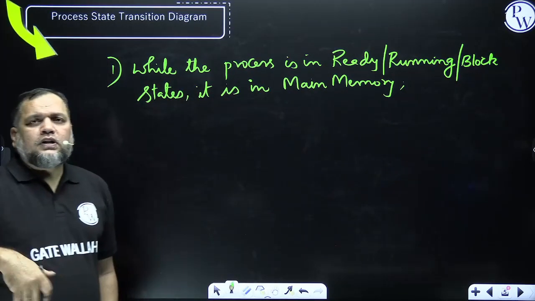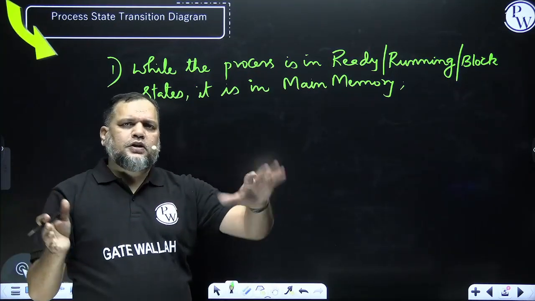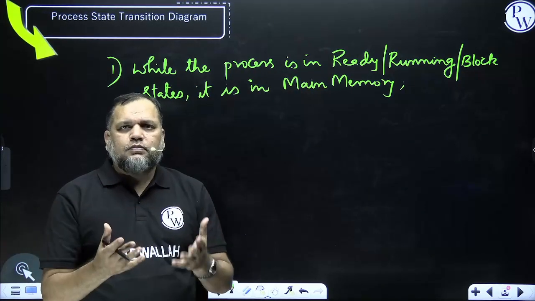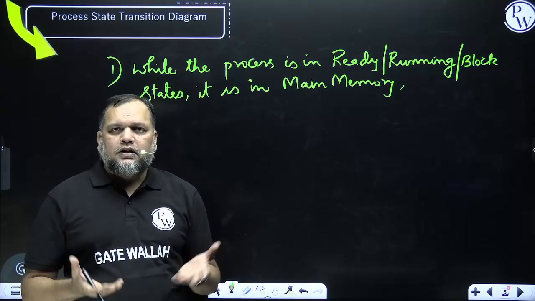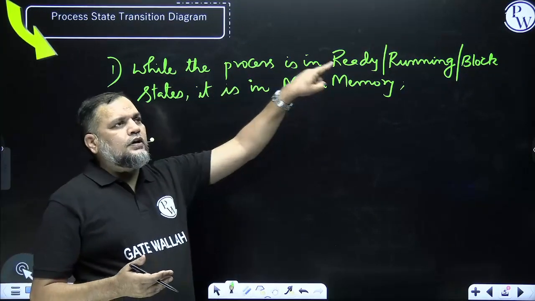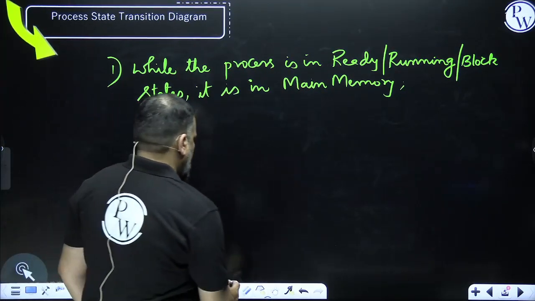New means it is in the transition of coming into main memory. It has not yet been fully created. Termination means it is leaving memory, so we don't say it is really in main memory. As such, it is going out from memory. So I cannot say it is exactly in main memory. It is resident in main memory when it is in ready state, running state, and block state. This is one important point you have to keep in mind.